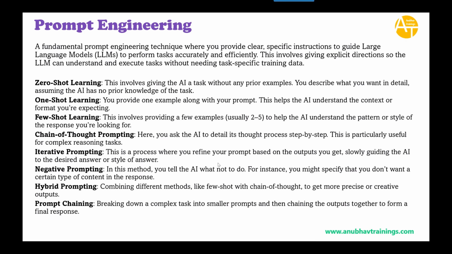We have negative prompting. In this method, you tell the AI what not to do. Like in my example, don't include any sweet dishes in the output. So, what not to do. For instance, you might specify what you don't want in a certain type of response. Then hybrid prompting, where you combine different methods like few shot and chain of thought, and get more precise and creative output. And then prompt chaining, breaking down your complex task into smaller prompts and then chaining the outputs together to form a final response. So these are the different types of prompts we can feed to the AI.